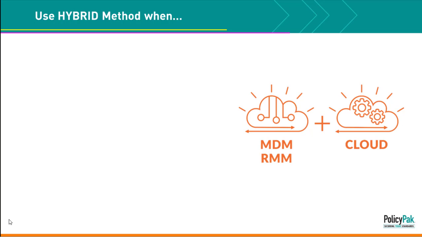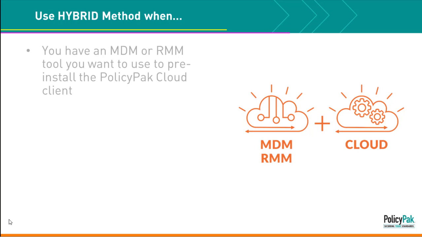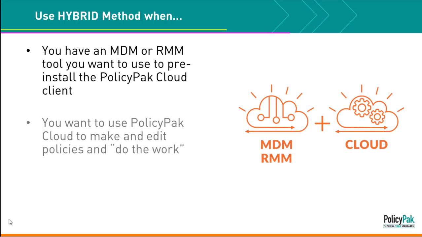The hybrid model, well, again, what the heck does this mean? This means you're using some other service to kind of get you bootstrapped into PolicyPak Cloudland. So for instance, you might have an MDM or an RMM tool that's already connected to all of your machines, and you want to bootstrap the install of the PolicyPak Cloud client. Not a problem. I'm going to show you how to do that in this talk, but that's probably when you would use the hybrid method.